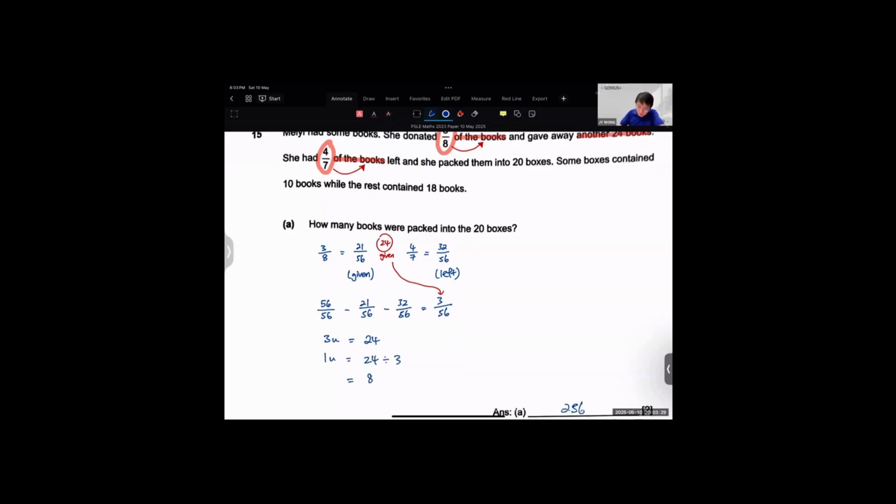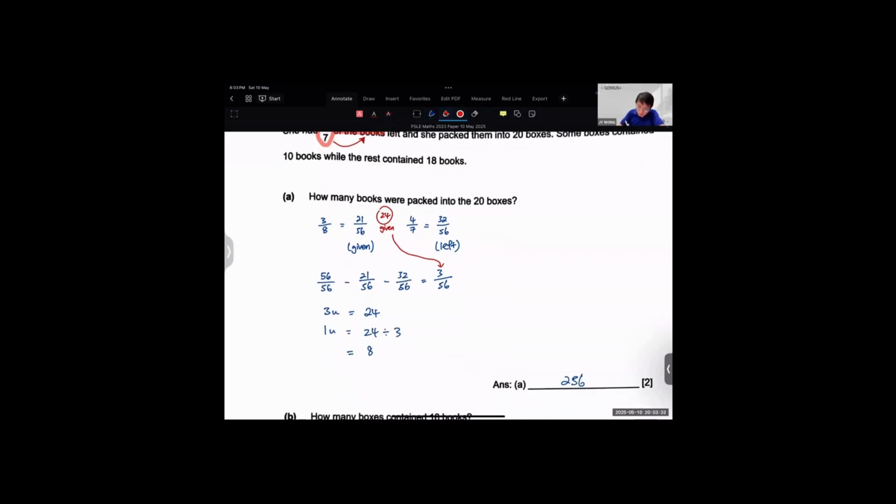Please find the correct part. They want the books that were packed. This is your 32 out of 56. So you are trying to find 32 units. You are not trying to find the entire total. Again, please be very careful what you find. And that's how you get 256.